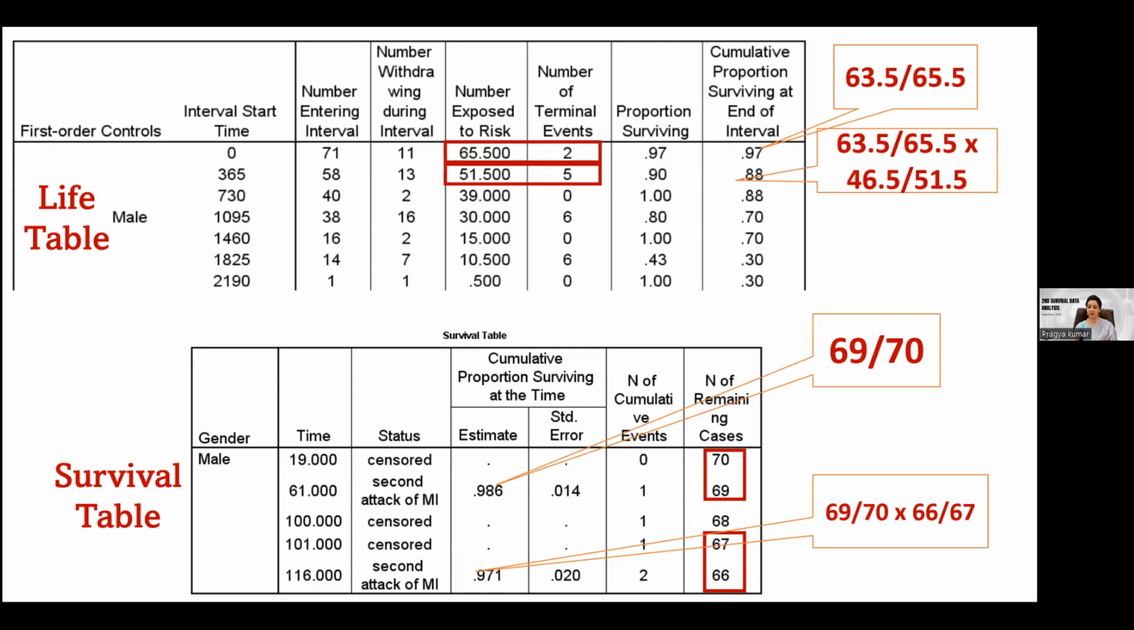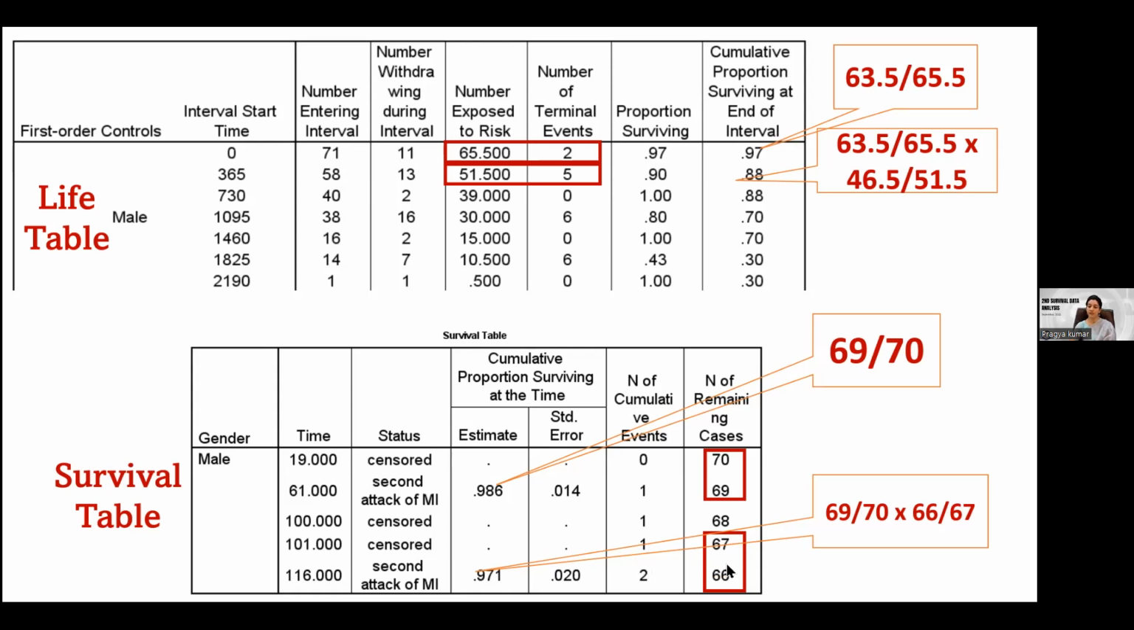And at this time point, you can see the remaining cases are 66. That means again, you can see that 2 events have happened. So 66 remained, and this 2 is the cumulative. Actually, 1 event has happened here, that's why the total remaining case is 66, and there is no censoring. So this 2 is the cumulative, that means 1 event at 61 days and the second event at 116 days. So there are 2 events.